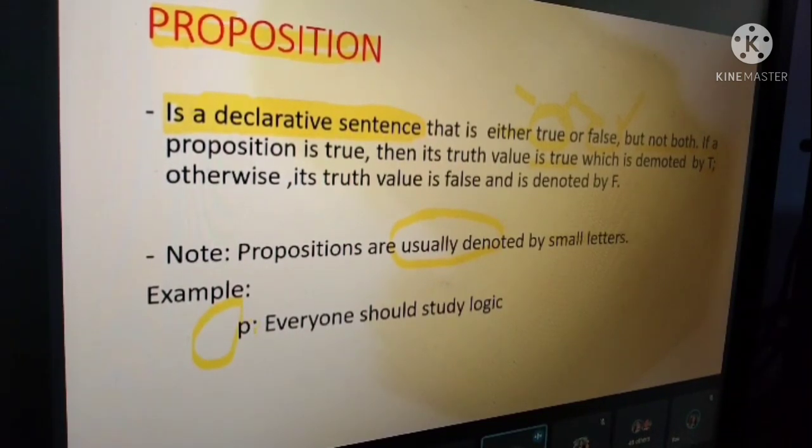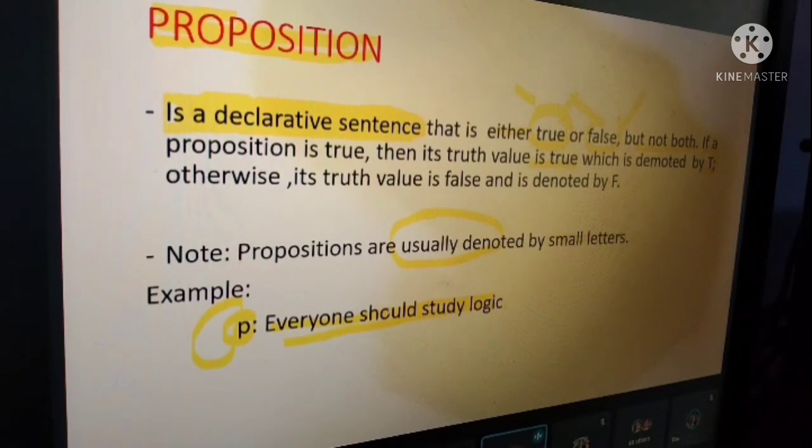Halimbawa, this is read as p is a proposition. So p followed by colon. So this is read as p is a proposition. So, ang proposition natin is everyone should study logic. Okay? Everyone should study logic. So, everyone should study logic is a declarative sentence.